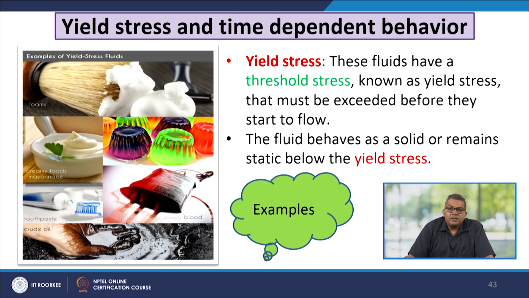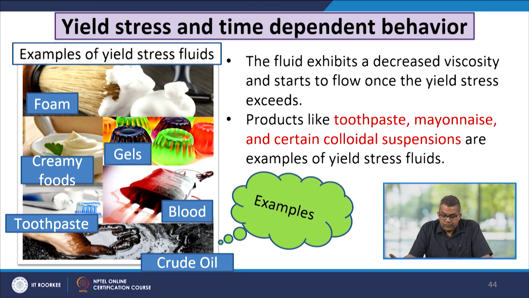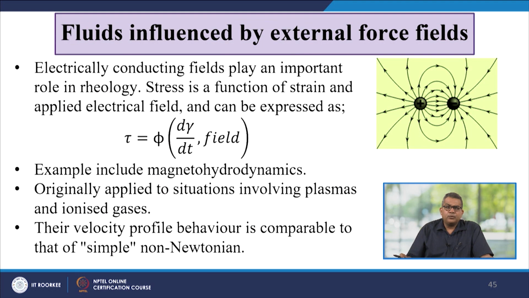Now, let us talk about the yield stress and time dependent behavior. These fluids have a threshold stress known as the yield stress, which must be exceeded before they start to flow. These fluids behave as a solid or remain static below the yield stress. Some of the examples which we have listed are blood, toothpaste, crude oil, creamy fluids, gels, and foams. All these are examples of yield stress fluids. They decrease in viscosity and start to flow once the yield stress is exceeded. Toothpaste, mayonnaise, and certain colloidal suspensions are again the best examples of yield stress fluids.